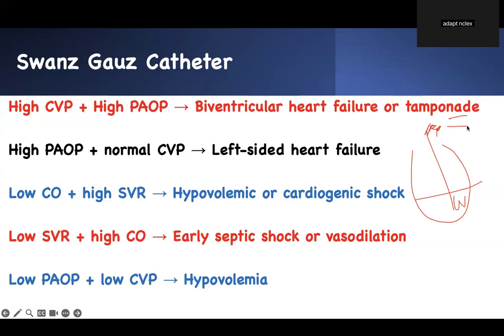If your SVR is low, that means there's massive vasodilation and your cardiac output is high, that is sepsis or a vasodilation. And if your wedge pressure is low, that means the left side pressures are low. And if your CVP is low, that means your right-sided pressures are low. Both of them are low. That's hypovolemia. This is the way you can analyze. If you use this information, you can answer any question related to the PA catheter.